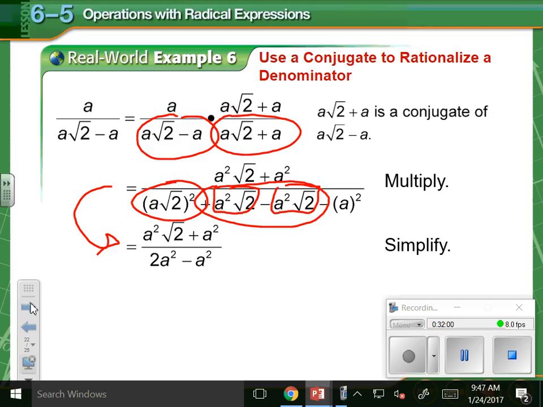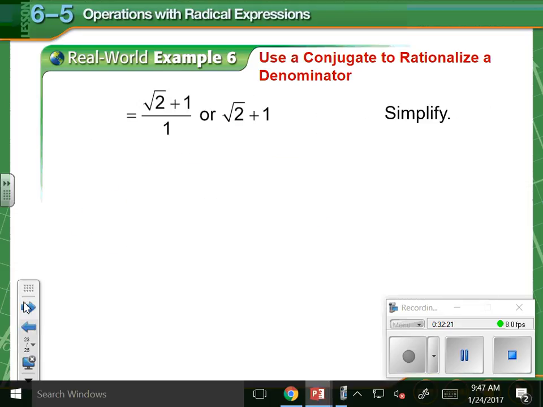You have to do it on top and bottom, remember. Oh, they went a step further. Everything has a factor of A squared. So the A squareds can cancel off of each other. And you're just left with that, which reduces to just square root of 2 plus 1.